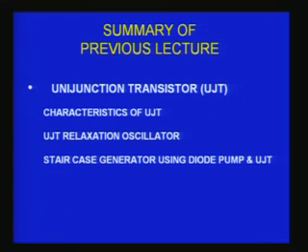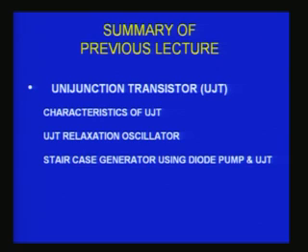We discussed the characteristics of the UJT, how you get a negative resistance region, and how it can be used to design a relaxation oscillator, the UJT relaxation oscillator. And then we also built, using a couple of diodes and capacitors, a staircase generator, a waveform in the form of a staircase using the diode pump and the UJT. The diode pump used diodes and capacitors, and to limit the staircase wave we use the UJT to trigger and discharge the capacitor, etc. So you might recall all that we discussed in the previous lecture.